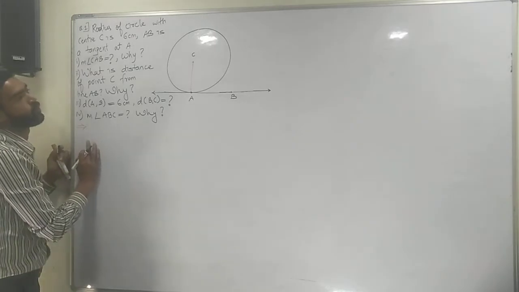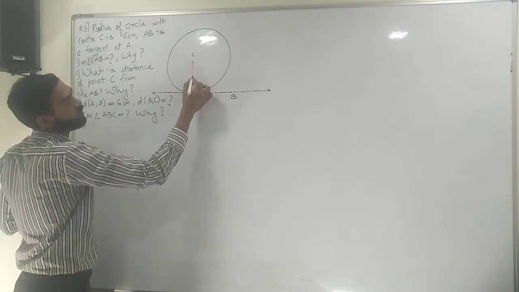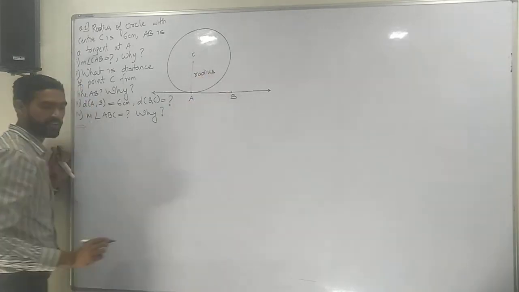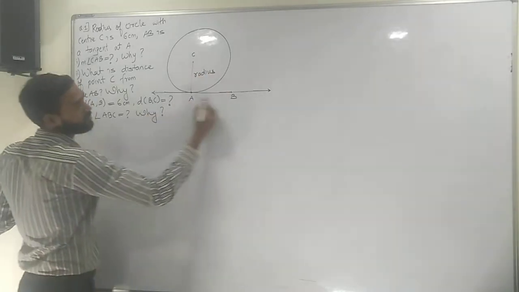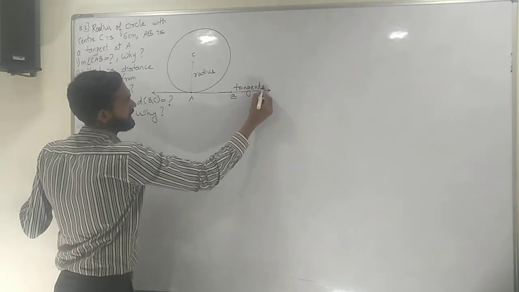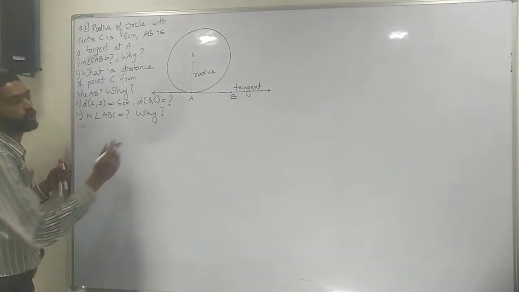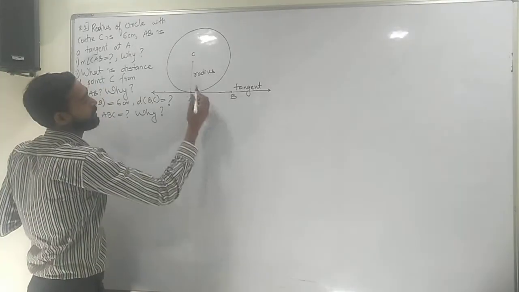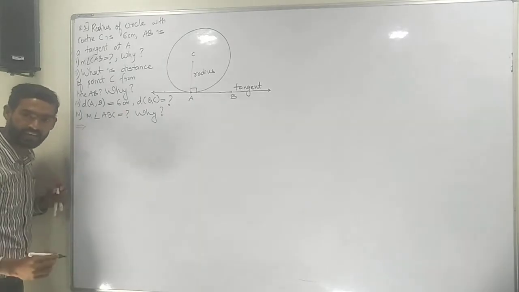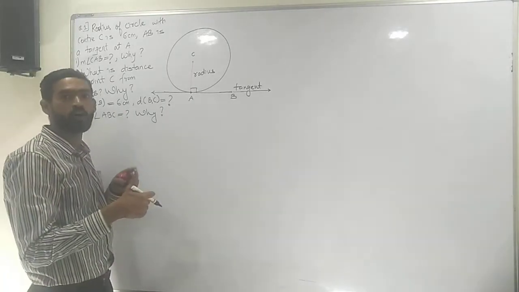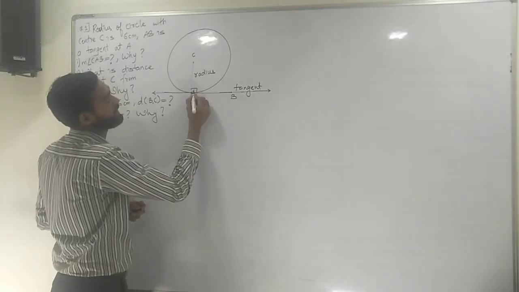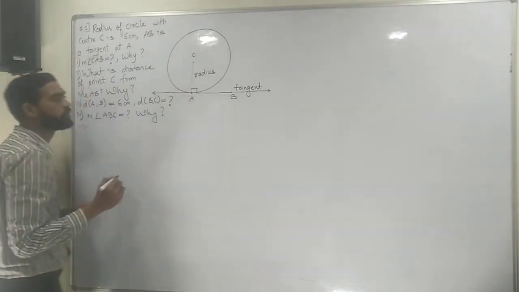Okay. What do we know? CA is the radius, so here I am writing radius. And AB is the tangent. We all know the tangent is perpendicular to the radius at the point of contact. This is the first theorem of your circle chapter. So the tangent is perpendicular to the radius at the point of contact.